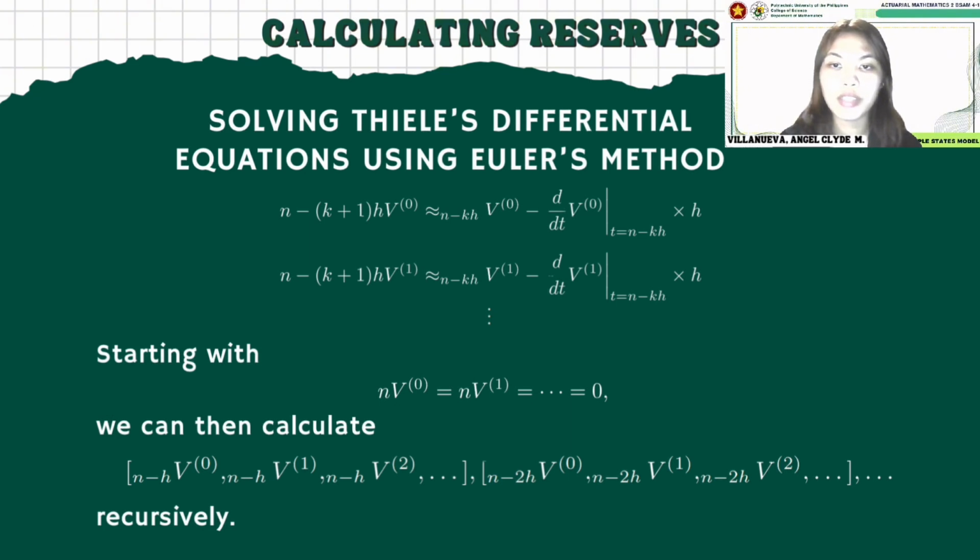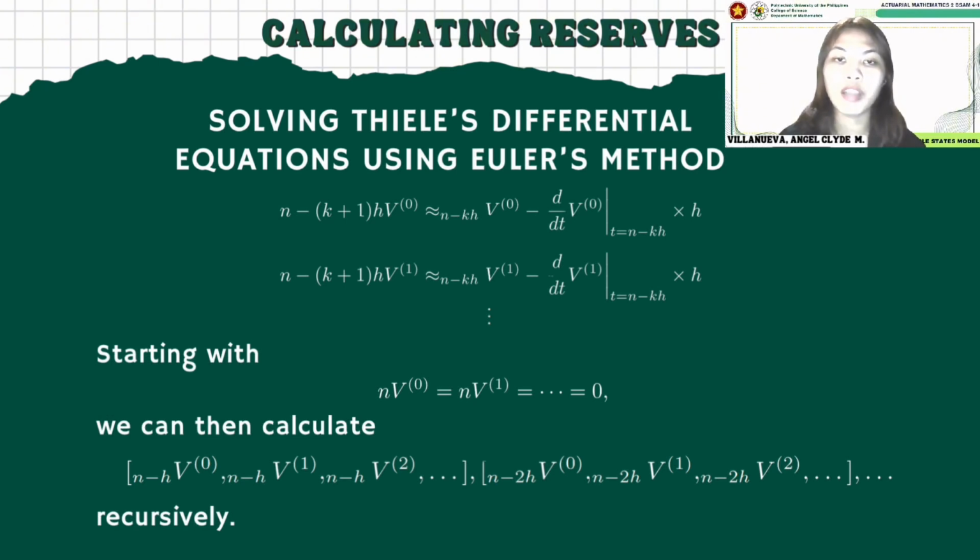This means that the reserve at time (n minus k plus 1) times h is approximately equal to the reserve at time (n minus k) h minus the derivative of V0 at t equal to (n minus k) h multiplied by the step size h. Similarly, for state 1, we have this, which follows the same principle as before. So we begin with a boundary condition where the reserve at time n is 0 for all states. This serves as our starting point for backward recursion.